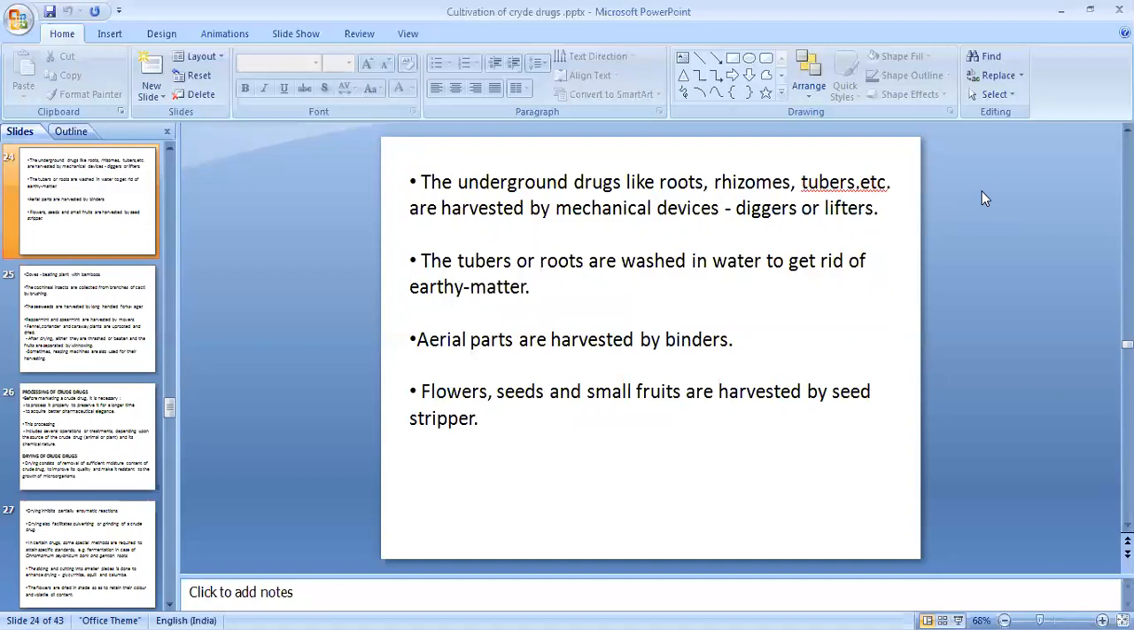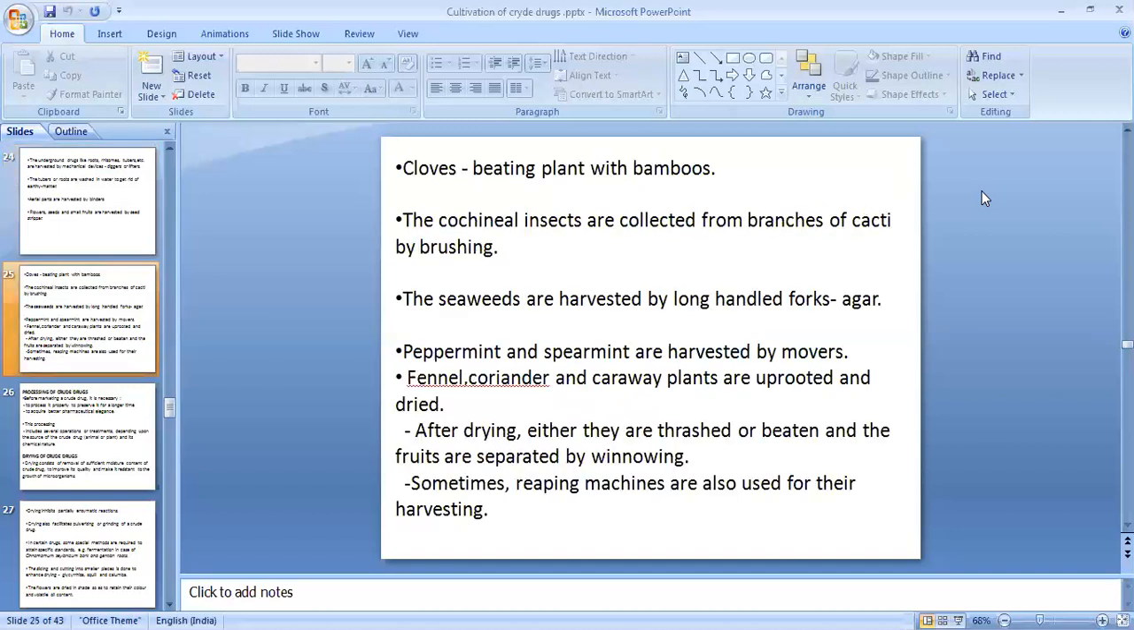Flowers, seeds and small fruits are harvested by using seed strippers. And clove buds are collected by beating the plant with bamboo sticks. The clove trees are quite high, so we have to use platform ladders through which the persons climb, and they beat the trees with the bamboo sticks. The flowers which fall on the ground are collected by spreading polythene sheets, and the flowers can be collected, dried and processed.